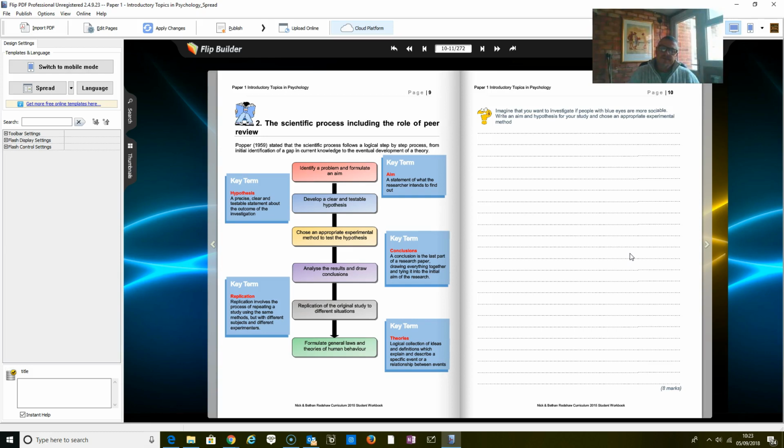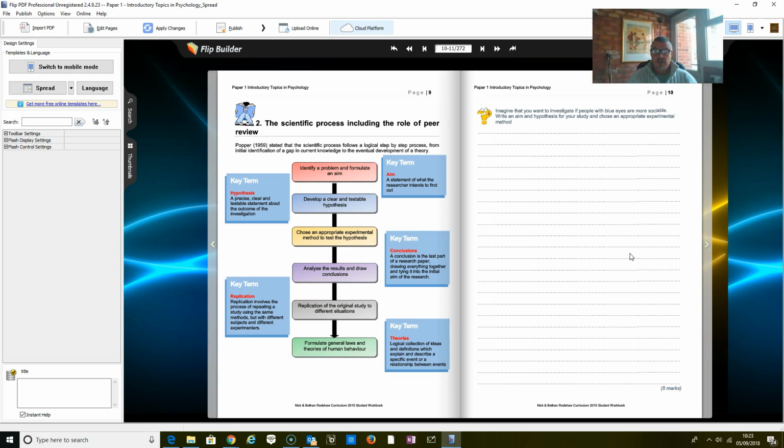So, in order for psychology to be a science, it has to follow the similar scientific process to other disciplines. And Popper in 1959 stated the scientific process follows a logical step-by-step process from initial identification of a gap in current knowledge to the eventual development of a theory. Now Popper wasn't just talking about psychology here, Popper was talking about all sciences. Okay, so what we need to do is we need to gauge psychology across and compare it with the other disciplines.